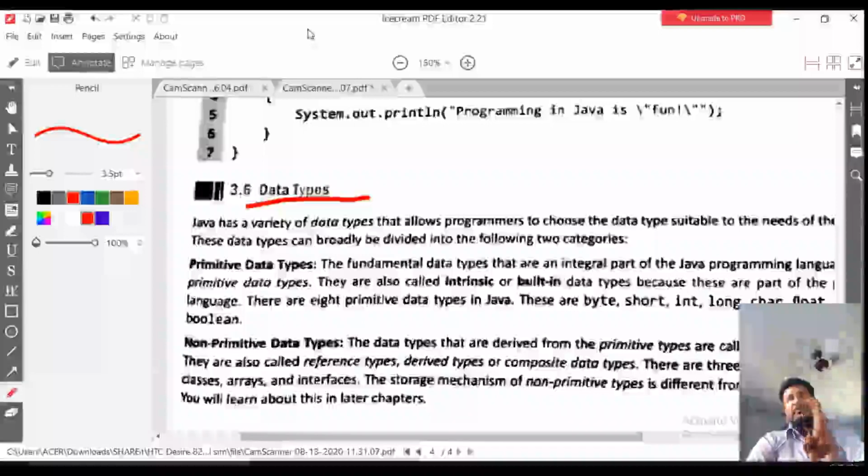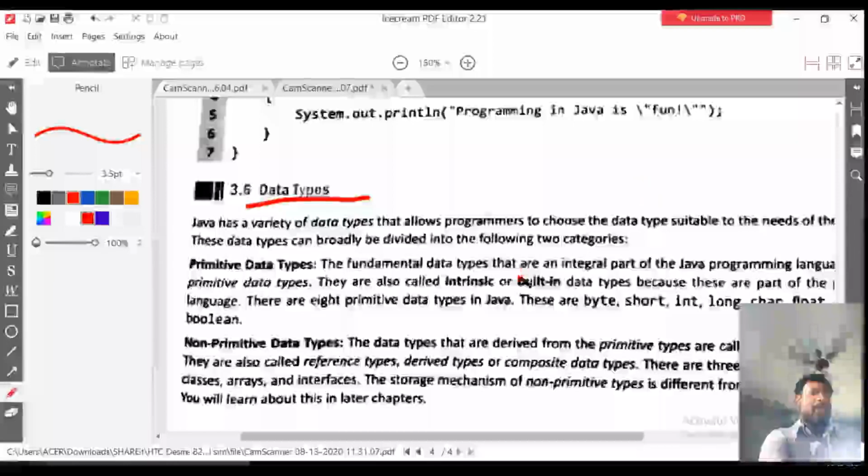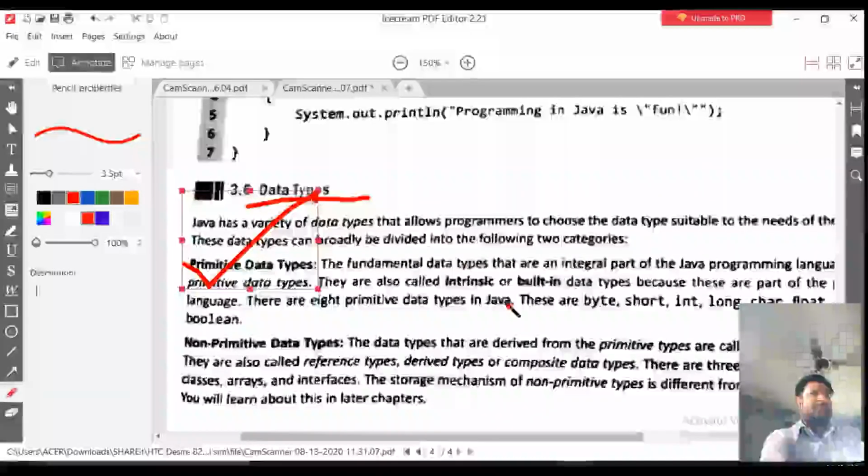But mainly there are two types of data, that means two data types. The first one is primitive data types and the second one is non-primitive data types. Then what is the definition of primitive data types? Basically here are the primitive data types. I'm explaining this over here.